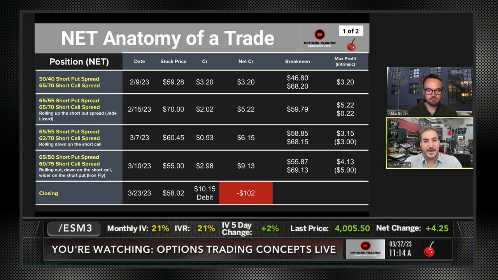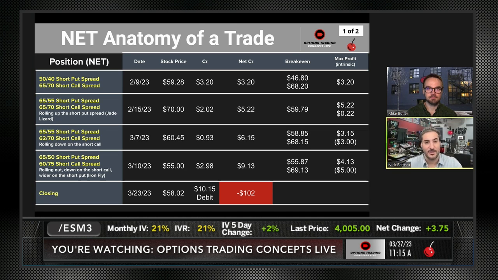Over the course of about another week, so we're getting to the 15th here, February 15th, I rolled up the short put spread. So I bought back that one that was short originally, and I sold out the 65-55 short put spread. So I'm moving it up to the 65 strike for the short option, keeping the $10 width. You'll see with some of the other adjustments, I actually just roll the short option. That's some of the flexibility that you get with wider spreads.